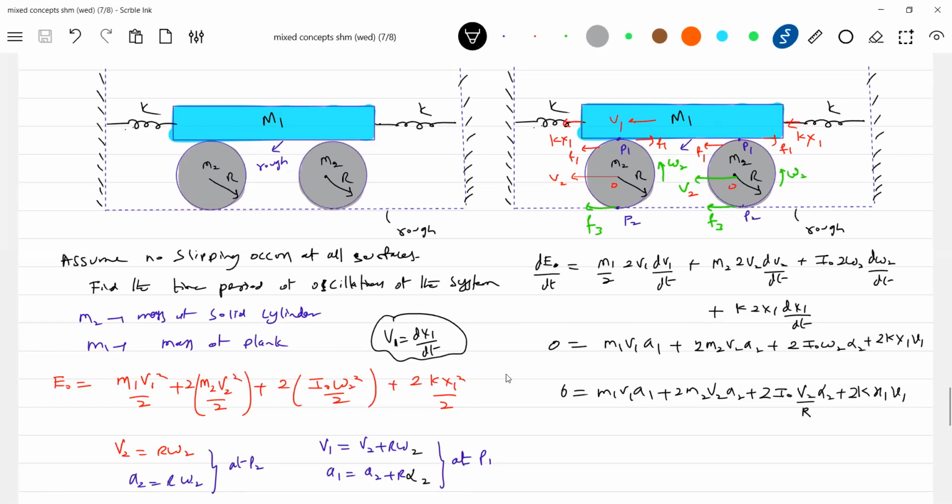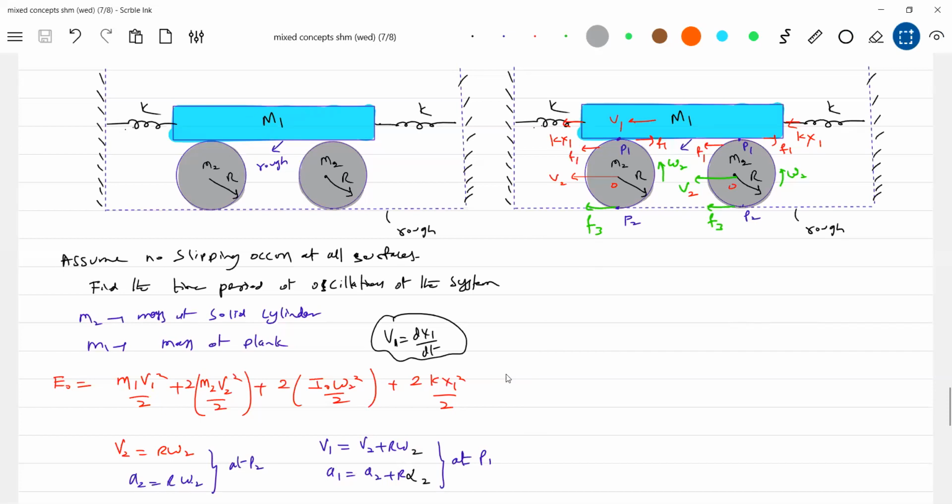I think we should have done the replacement first only. No problem. V2 we would have written as V1 minus R omega 2. Then omega 2 will be V2 by R, and again V2 will be V1 minus R omega 2. We'll do one thing: I'll replace in the beginning only.